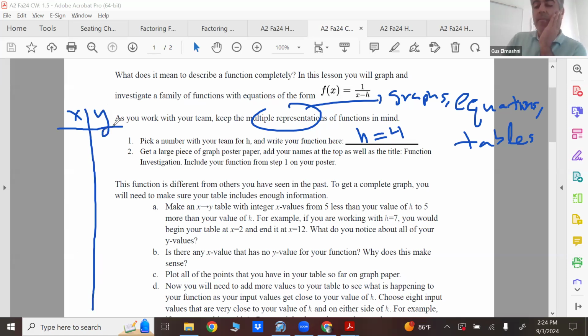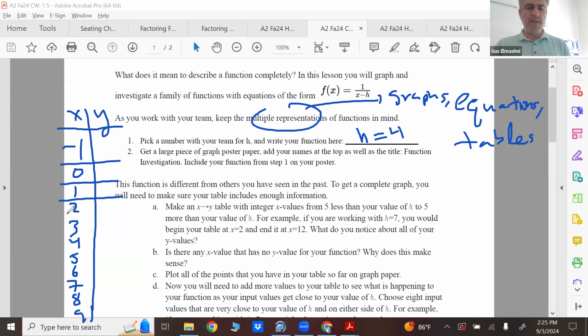Now, I chose 4. What's 5 more than 4? What's 5 less than 4? Good. So we're going to start with -1 and go to 9 and do all integers in between. So 0, 1, 2, 3, 4. Oh, goodness. I run out of space here. Yikes. Should have been a little more mindful about that. 8, 9. And I'll just do this to keep things easier on the eyes.